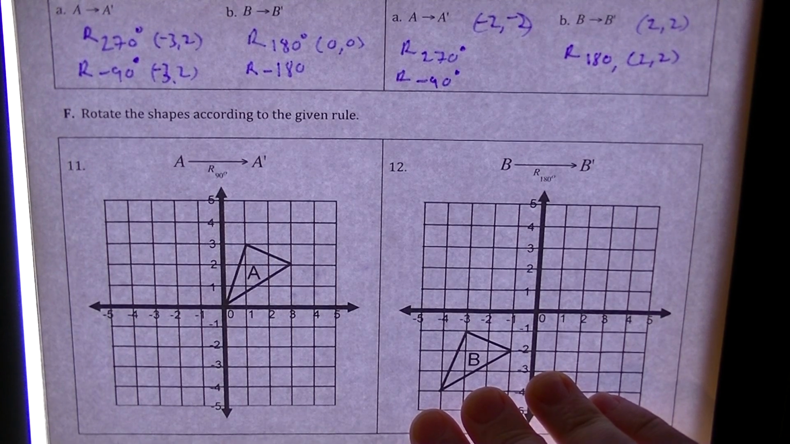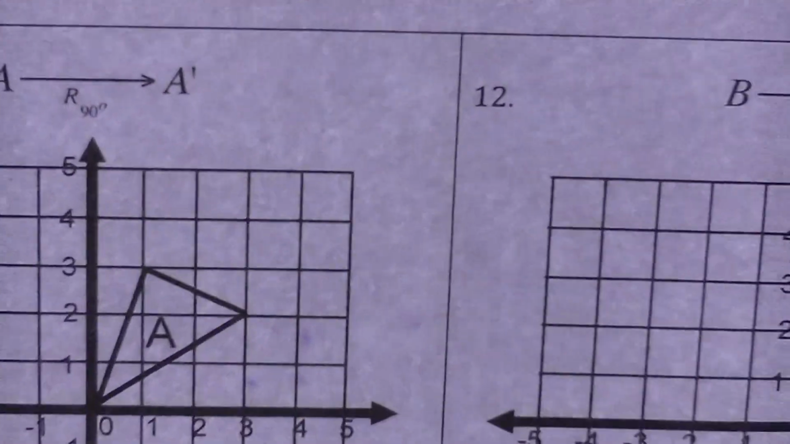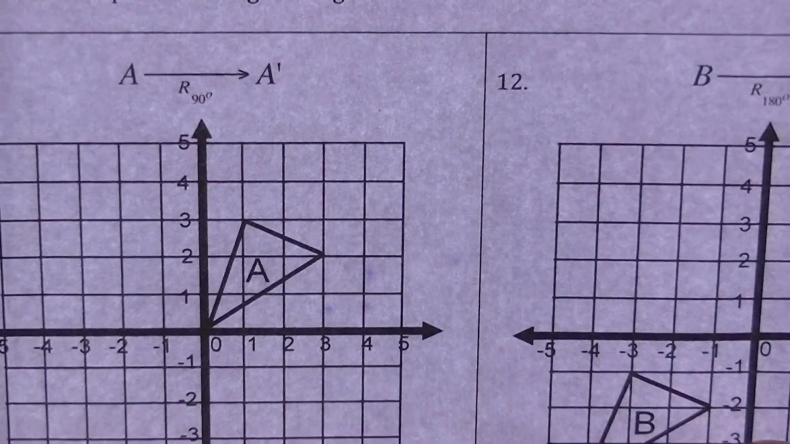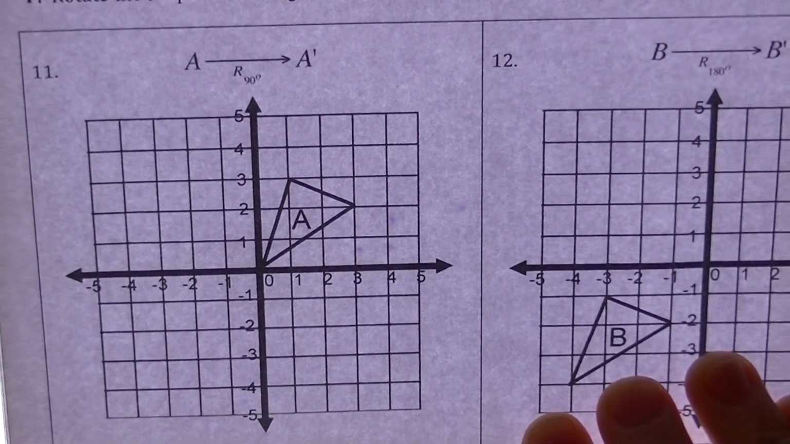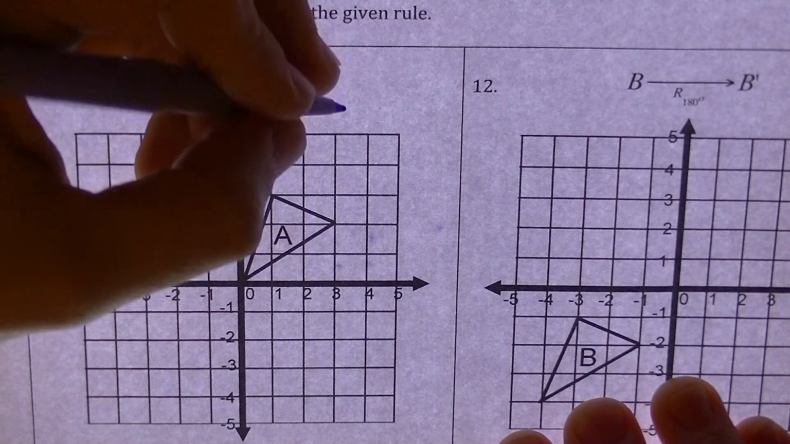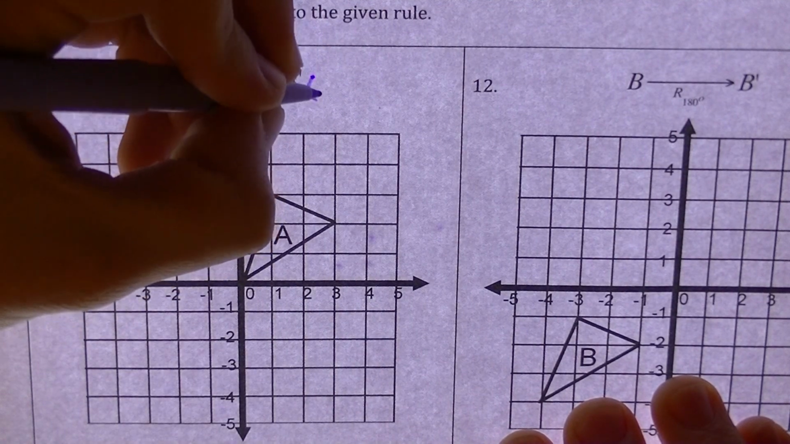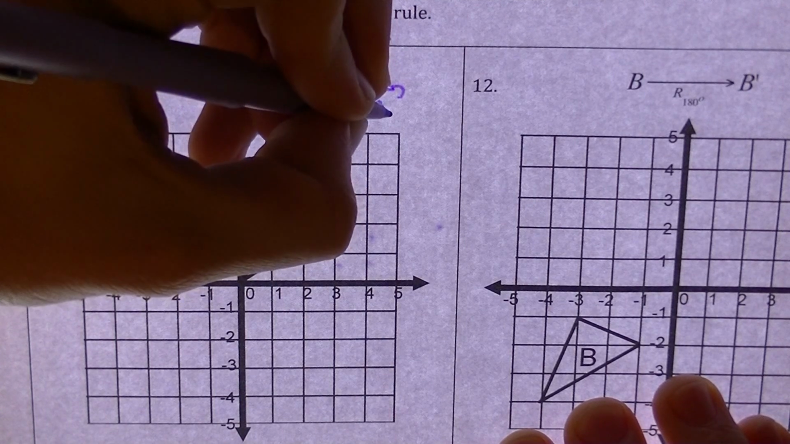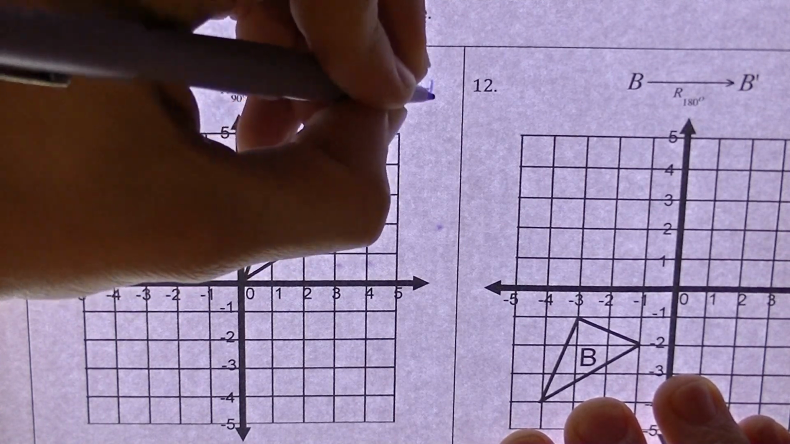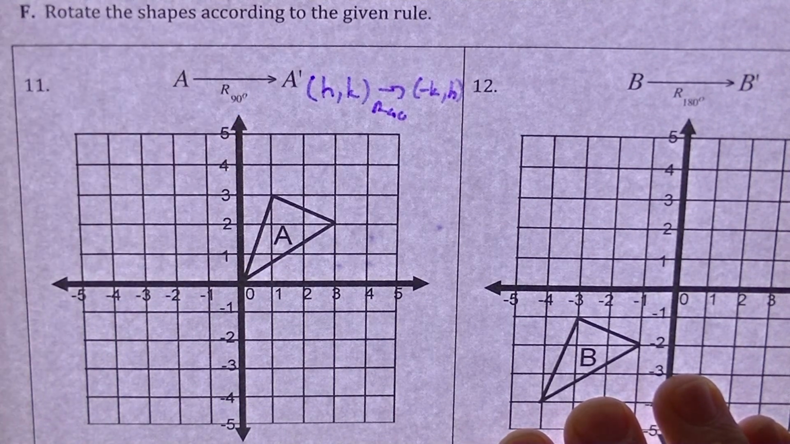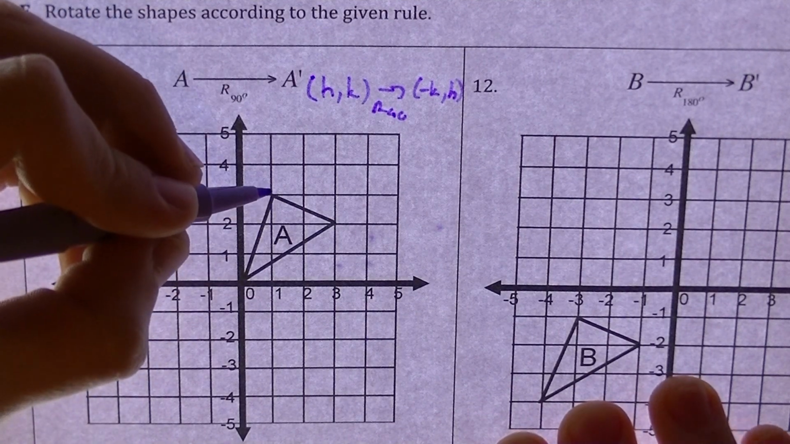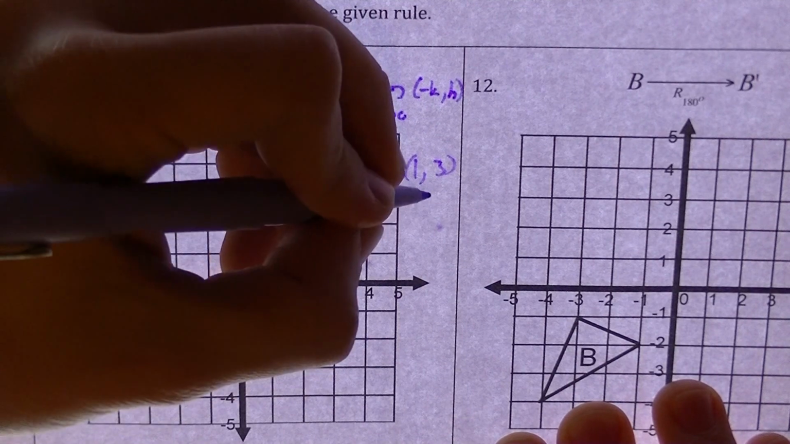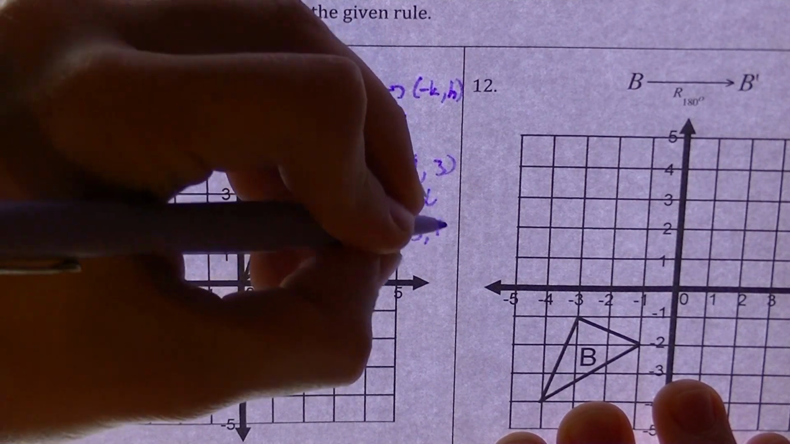This wants me to perform the rotation, 90-degree rotation around point 0, because it didn't say otherwise. So I have my little rule where if I've got HK, a rotation of 90 is going to bring me to negative KH. So here's the point 1, 3. So that's going to turn to negative 3, 1.